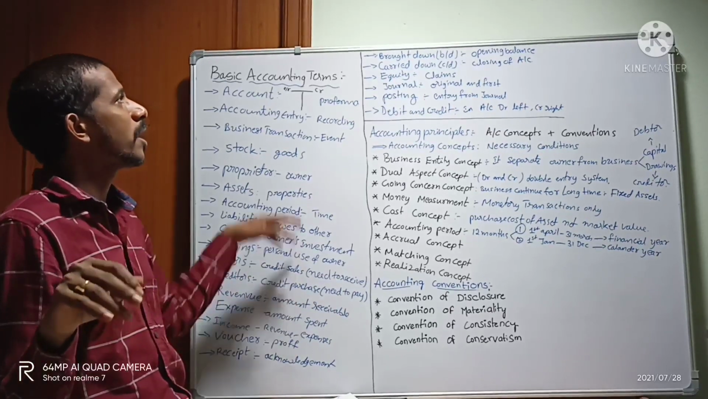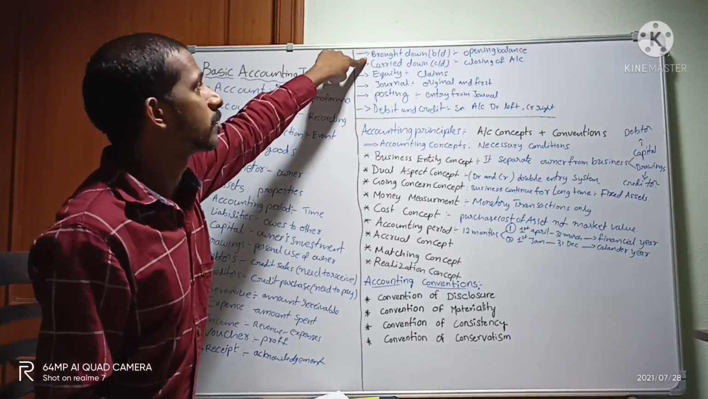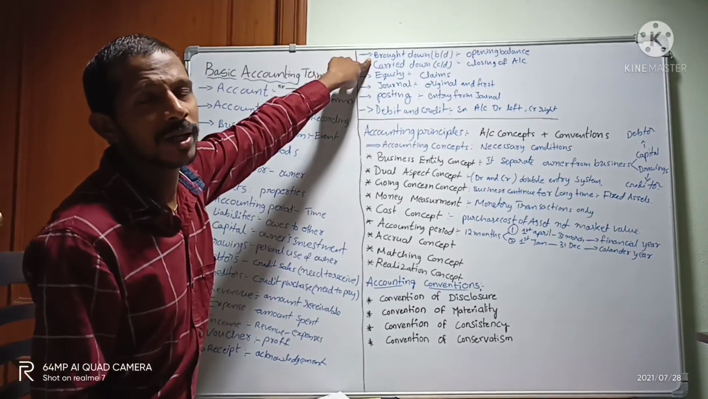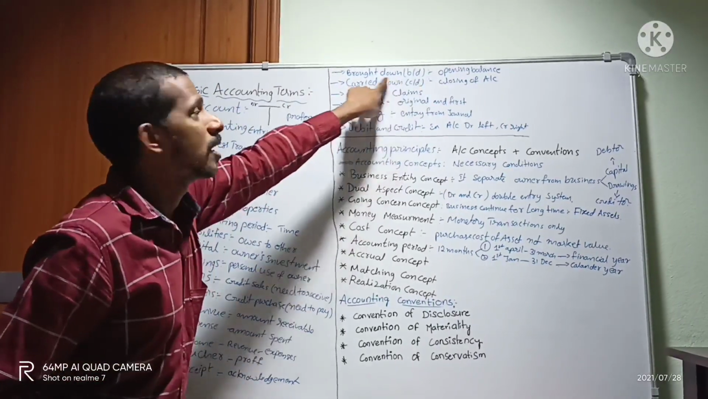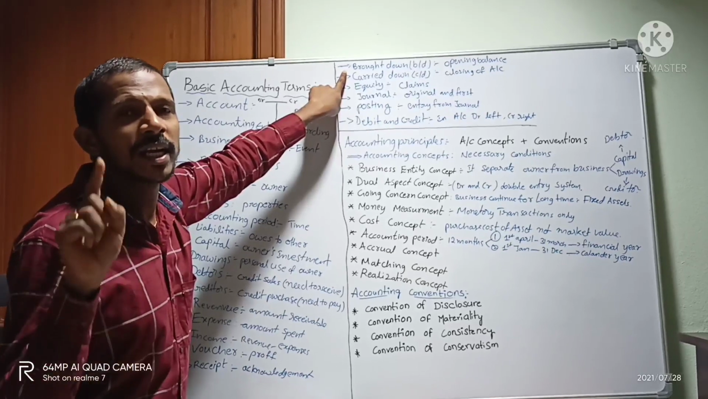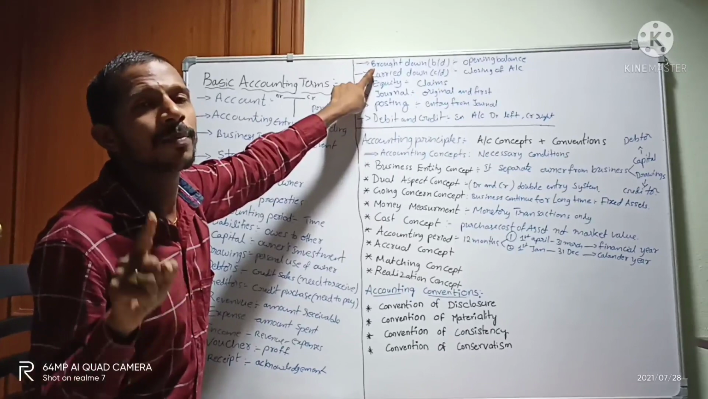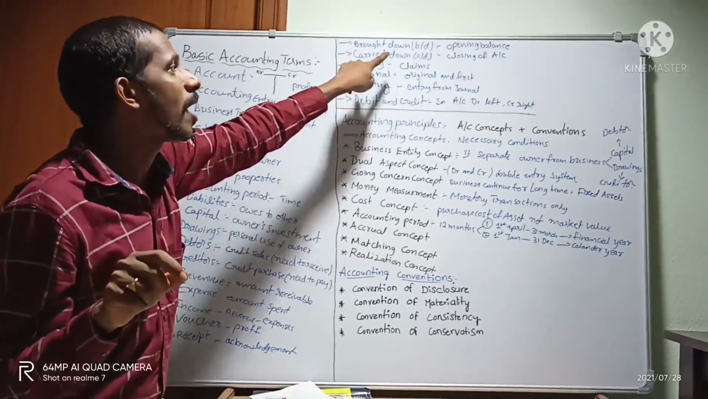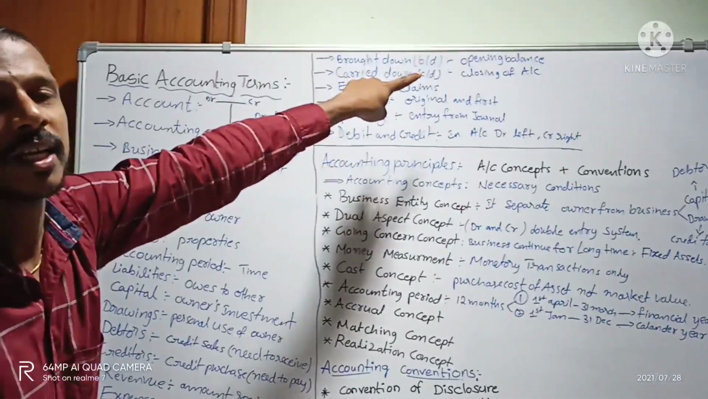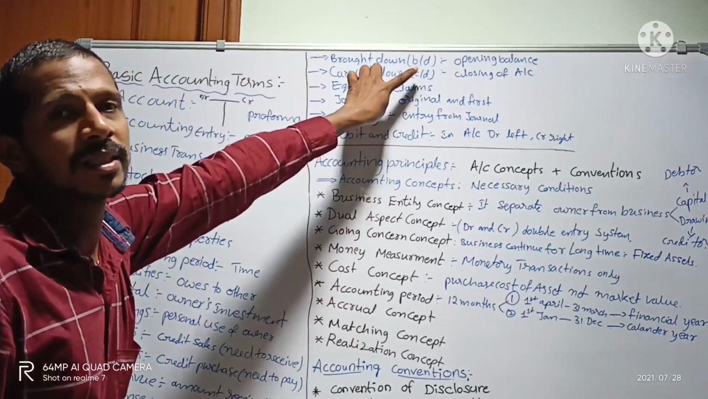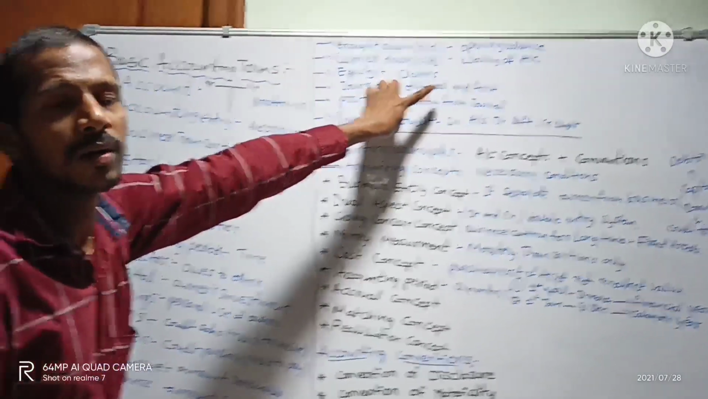Next we are going to see brought down. Brought down means opening balance. When we start the ledger account, we start with the opening balance, which we call brought down. We show it as B by D. Brought down means B by D, the ledger opening balance.